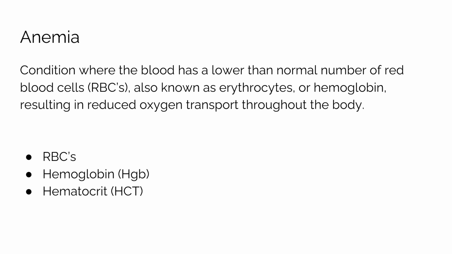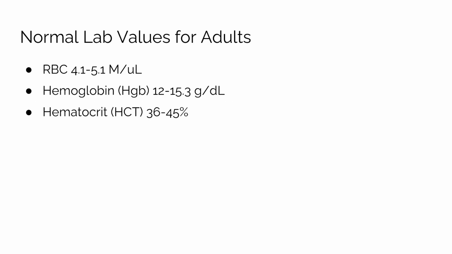Hematocrit, on the other hand, is the ratio of the volume of red blood cells to the total volume of blood. This can be affected by hydration status. The following slide shows the normal lab values for adults in regards to red blood cells, hemoglobin, and hematocrit. You need to know these.